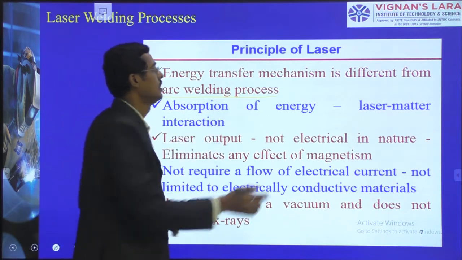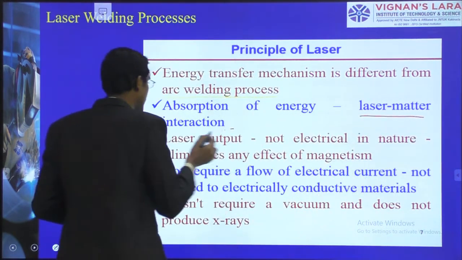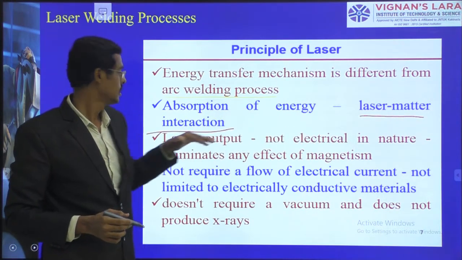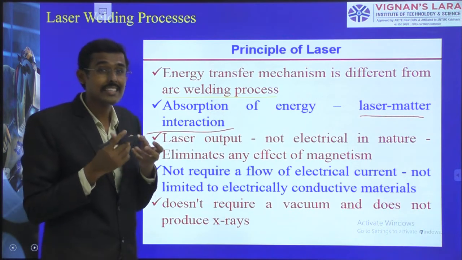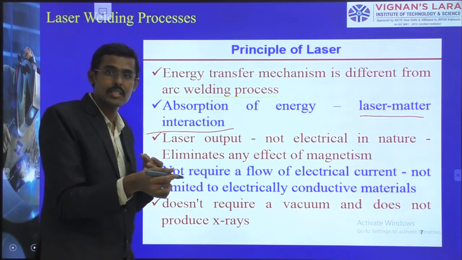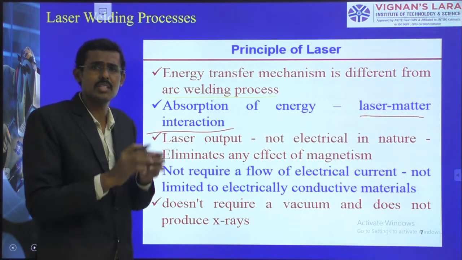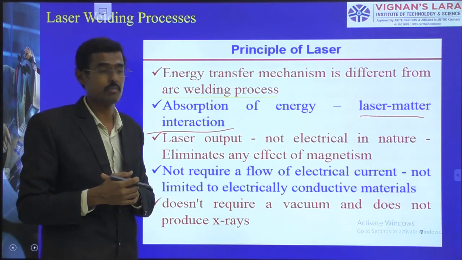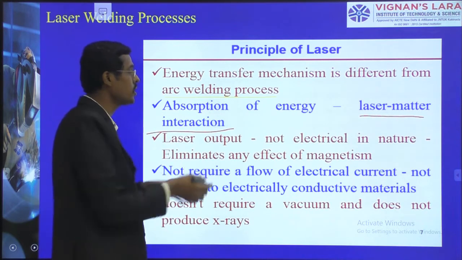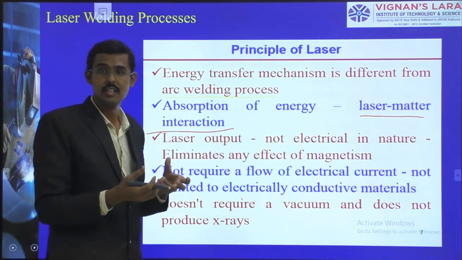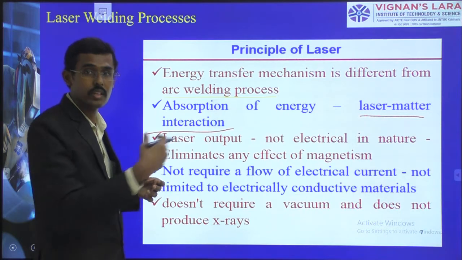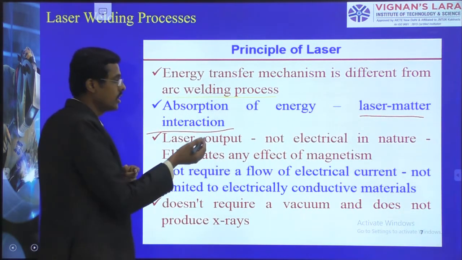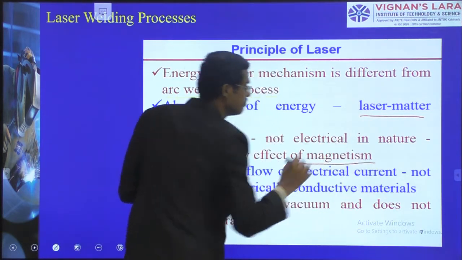Absorption of energy, laser matter interactions. The laser output is not electrical in nature, whereas the arc is an electrical output. When a conducting material is used, thermal conductivity and absorption are there, and due to electrical conductivity, magnetic fields are also generated. But here, nothing like that. Laser output is not electrical, it is heat, and we use it for the welding process. Being non-electrical in nature, it eliminates any effect of magnetism.